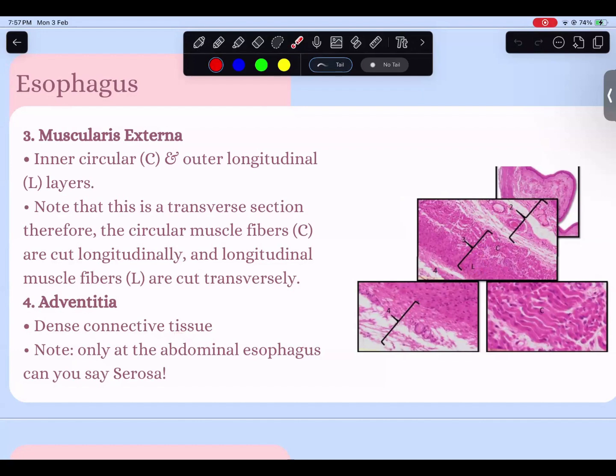Okay? And you can also call it serosa, but that's only in the abdominal esophagus. Because in the abdominal esophagus, the epithelium changes, there's going to be a distinction from the esophagus to the stomach, which you're going to see.